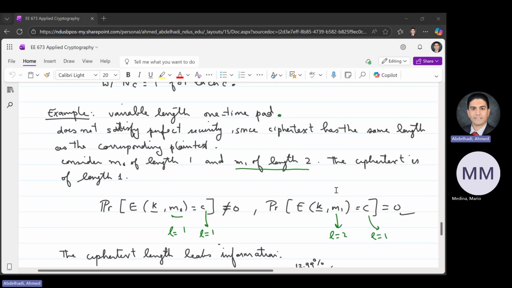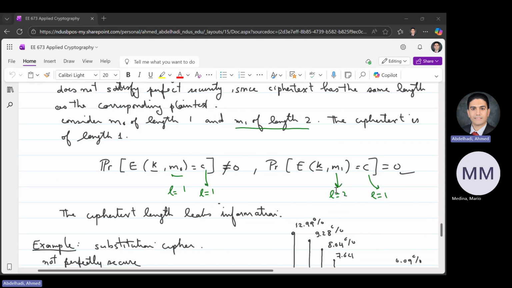And then we looked into the variable length one-time pad. And we said it does not satisfy perfect security since the ciphertext has the same length as the corresponding plaintext, which basically means that it gives you information about which message was being encrypted. So if we only have 2 messages, one of length 1 and one of length 2, then a ciphertext of length 1 means that the probability that the message is M1 is equal to 0. It cannot be M1.